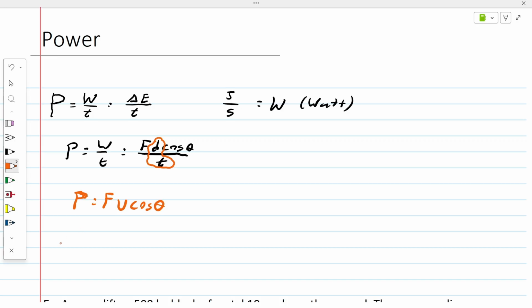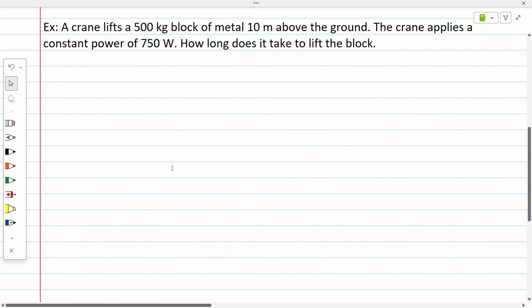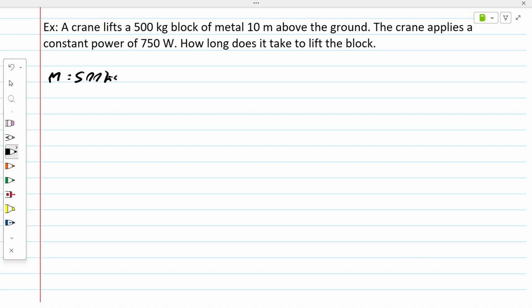Alright, so let's do an example with power. A crane lifts a 500 kilogram block of metal 10 meters above the ground. The crane applies a constant power of 750 watts. How long does it take for it to lift the block? Okay, so let's list what we know. So the mass is equal to 500 kilograms. The distance the block travels is 10 meters. And the power is 750 watts.